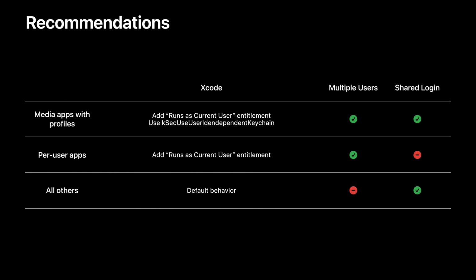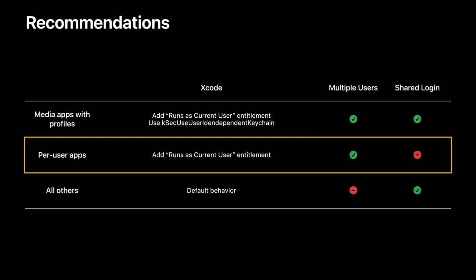This table shows the available capabilities depending on which features you use on your tvOS apps. If your app is a media app, or like one, shows personalized content through profiles, while having a single account shared between everyone using the Apple TV, you adopt the runs as current user entitlement and use the new user-independent keychain API. If, like a game, your app is all about individual progress, all you have to do is adopt the runs as current user entitlement. tvOS will handle the rest.